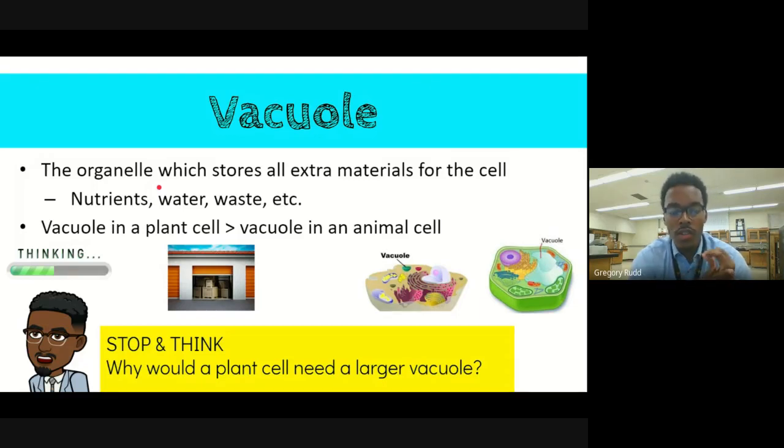So vacuoles are very important, especially in plant cells. So if we can see in this image on the right side, the vacuole inside of a plant cell is very large, whereas the vacuole inside of an animal cell is smaller. Can anybody think about a reason why that would be true? Why do plant cells need a larger vacuole?